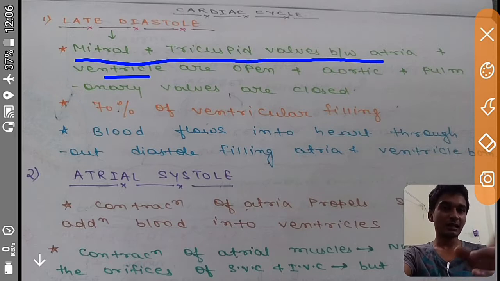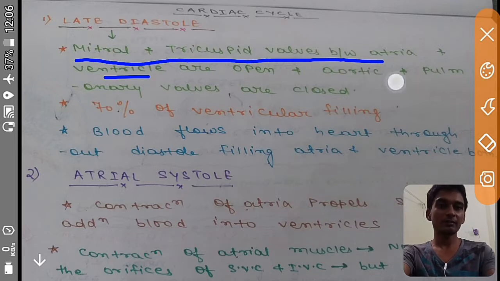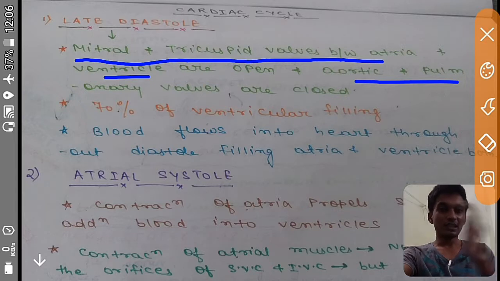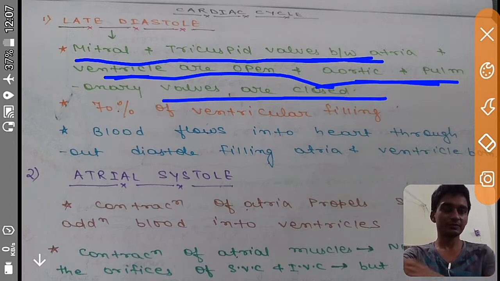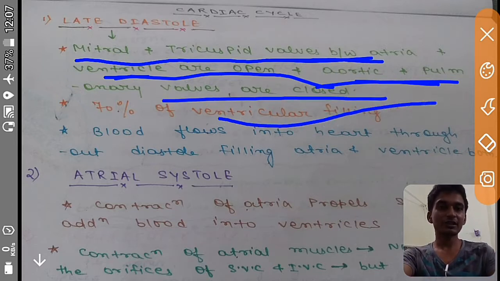the ventricle is just relaxing at the time of diastole, so there will be no blood outflow from the ventricle to the aorta. The aortic and pulmonary valves: the left ventricle is connected to the aorta and the right ventricle is connected to the pulmonary artery. So in late diastole of the ventricle, when the ventricle is relaxed, there will be no blood flow from the ventricle to the aorta and pulmonary artery. So the aortic valve and pulmonary valve are closed at the time of late diastole. So my mitral and tricuspid valves between atria and ventricle are open, and the aortic and pulmonary valves are closed. Clear?